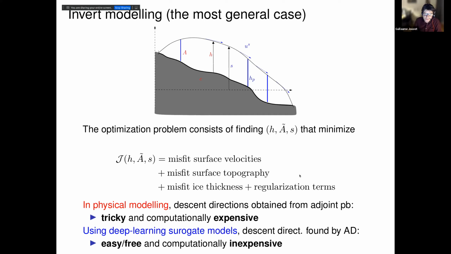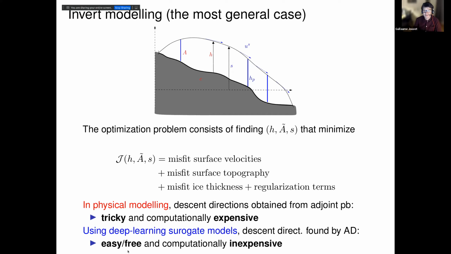In the sort of, it's hard to say traditional modeling. It really depends on what we call that. But I would say in general, the main difficulty behind this is to find the descent directions, and that is usually done using an adjoint problem, which could be tricky to derive, and it's also computationally expensive. And here the main advantage is that, as I said, we get those derivatives almost for free.